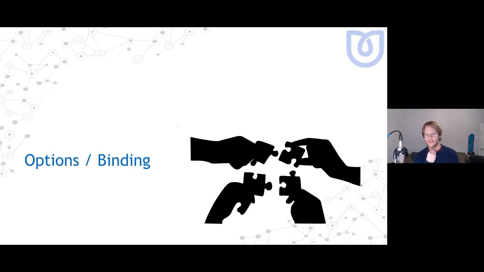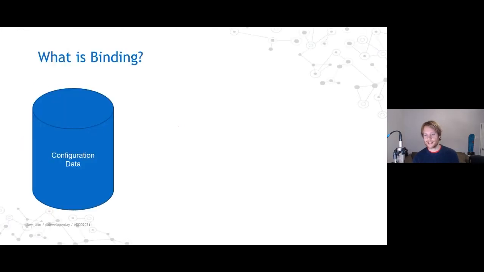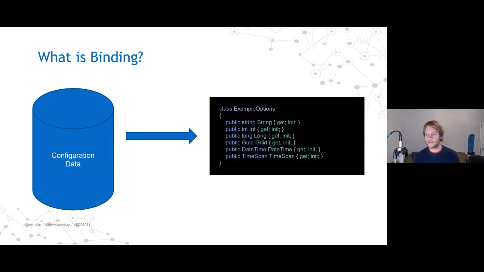So I'm just going to go over options and bindings. What we've seen so far is a bunch of raw keys and values, and being able to go get a section of that configuration. But what we really want is to get the configuration as a nicely typed object. So we want to take our configuration data, which is just a bunch of keys and values, all strings, and map these to some kind of structure which is strongly typed and represents some kind of options within our code. We want it to be able to represent a string, which we've got already, but also an int, longs, GUIDs, DateTimes, and TimeSpans as well, and also be able to represent other complex structures.